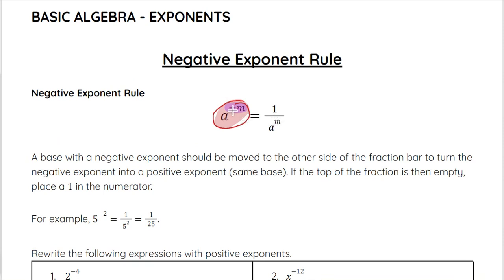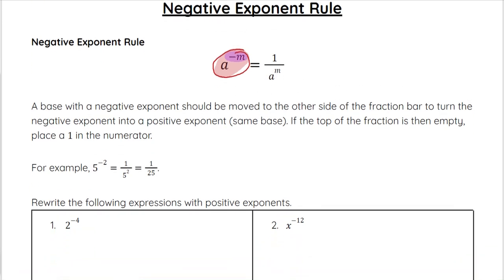So to make this negative exponent positive, we move that base and that exponent to the denominator, and it becomes positive. So, for example, looking at a number, 5 to the negative second power, we have a negative exponent, so that negative 2 becomes positive when we move the 5 with the exponent to the denominator. So now it's 1 over 5 squared. And then from there, 5 squared is really 25. So your answer would be 1 over 25.